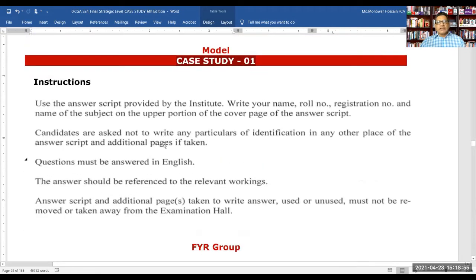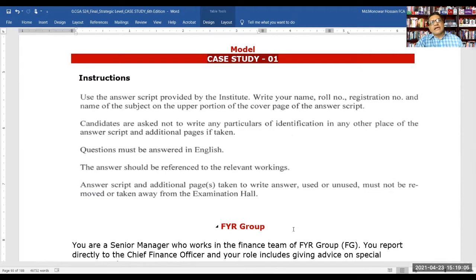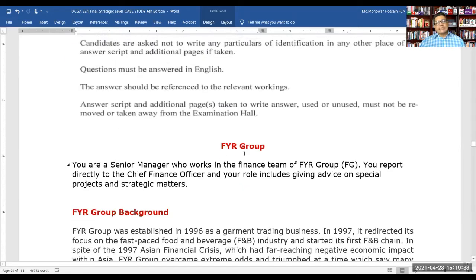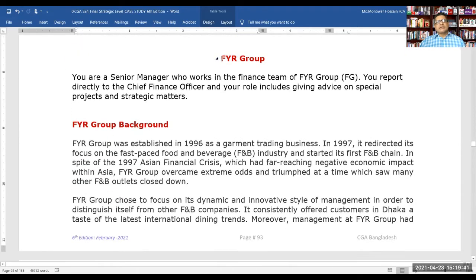So here is a model case study using the answer script provided. We know our case study is a 4 hour exam, typically 1 hour for the study and decision making. How will we start our case study? Here we should read the instructions carefully. The answer would be in English and answer part by part, but in a case study all requirements are based on the sequence.